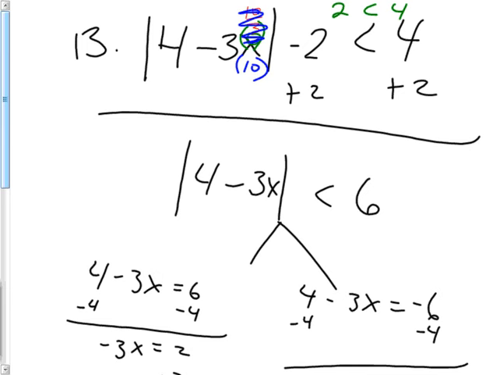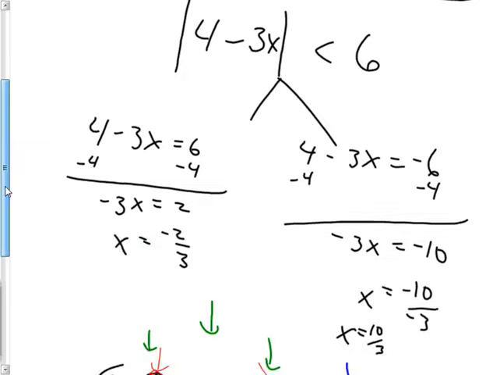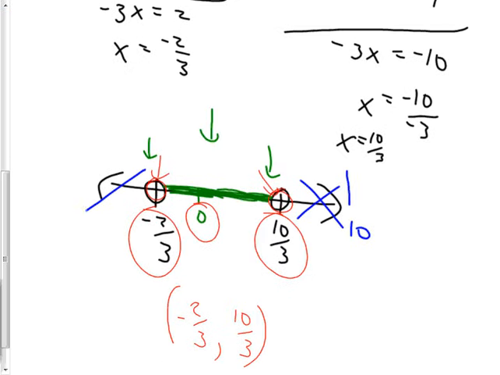The absolute value of that is 26. 26 minus 2 is 24. Is 24 less than 4? No, not even close. So therefore, it doesn't work on the ends. Therefore, it only works in the middle, and therefore the answer is that.